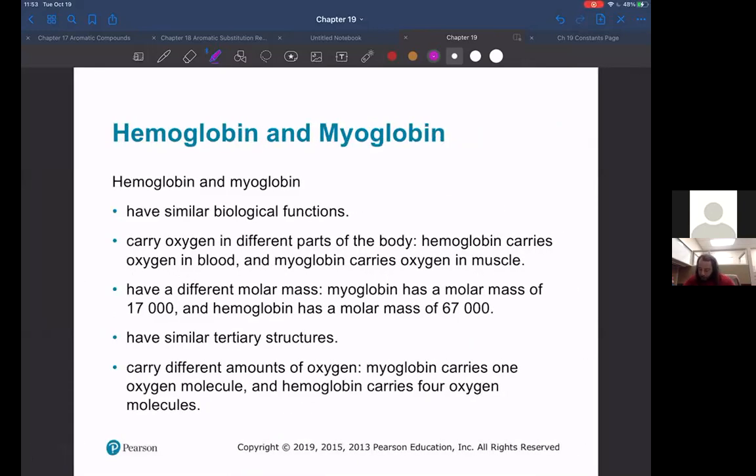Though, hemoglobin and myoglobin. Myoglobin is basically something very similar to hemoglobin in that they both carry oxygen, but myoglobin consists of just one subunit or one polypeptide chain, whereas hemoglobin has four of them combined together. So myoglobin, with just one polypeptide chain, would not have a quaternary structure, whereas hemoglobin, because it consists of multiple polypeptide chains, would have a quaternary structure.